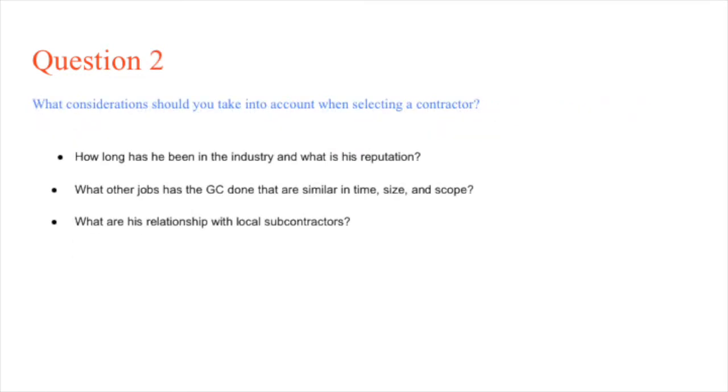The second question of Scenario 8, Part 1, is what considerations should you take into account when selecting a contractor? First, is the GC licensed and insured? Second, how long has he been in the industry and what is his reputation? Third, can the GC handle your job in a timely manner based on his current load? Fourth, does your company have the cash flow to take on your project?